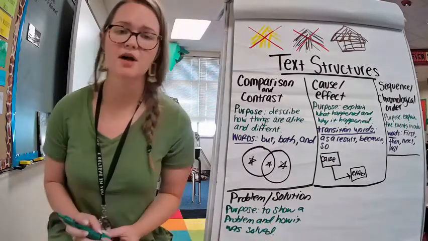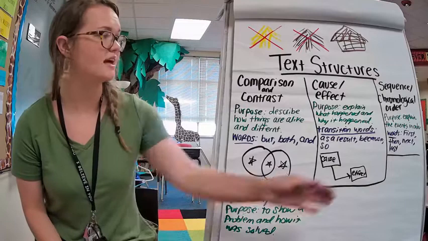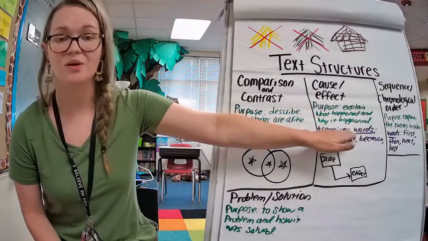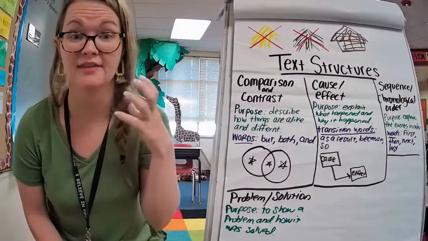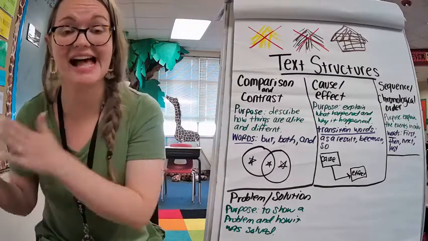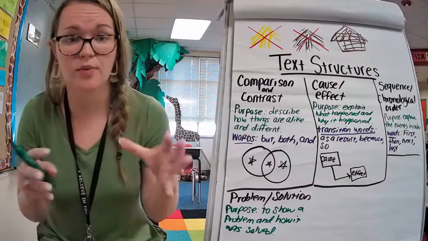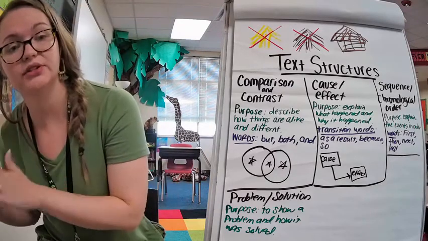Now, this is different from cause and effect because cause and effect just explains what happened and why it happened. Problem solution tells you this is a problem that we were having or that this place was having, and then this is how they solved it. Okay, it gives you the problem, but it also gives you the solution.